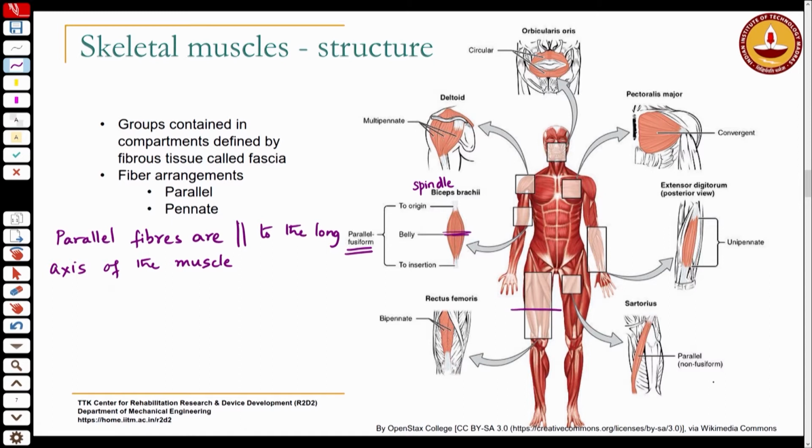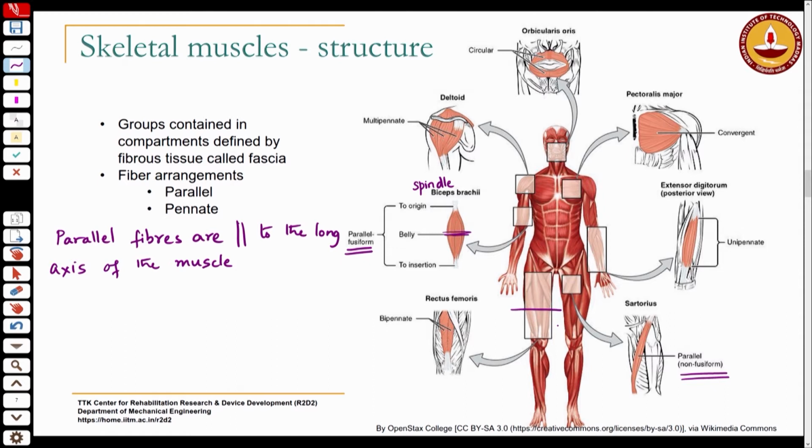You could also have a non-fusiform type of a parallel muscle. This is like the sartorius muscle which runs across your thigh, and that is almost like a strap. So, it does not have a pronounced belly.